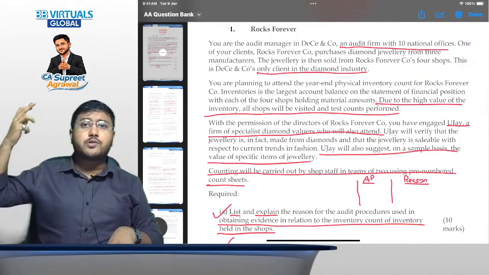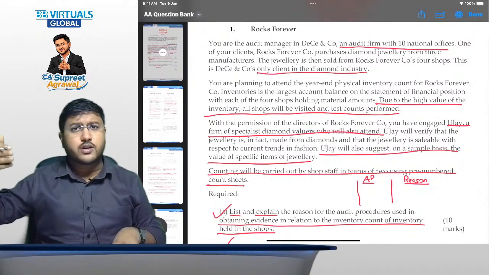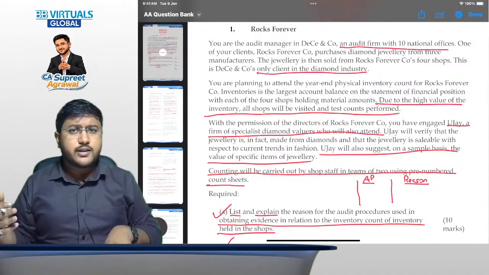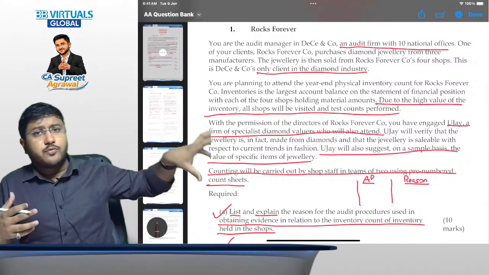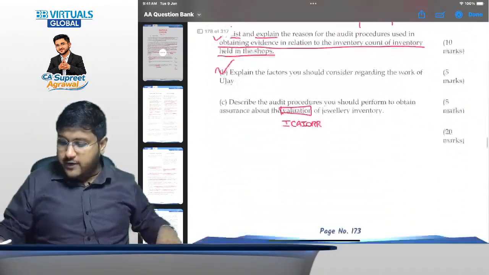Plus, if any item has been sold after the year end, on the date of the count or later than that, before the date of the audit, we will be discussing what was the value and what is the actual value of sale, whether that is matching or not.